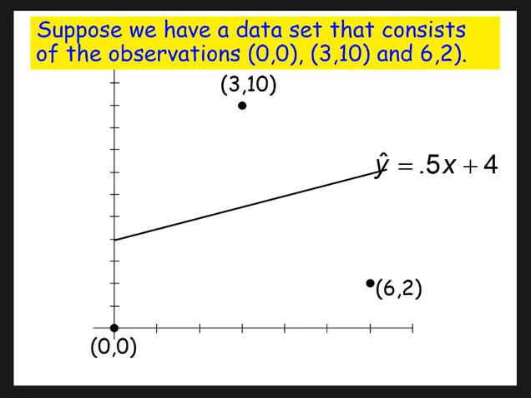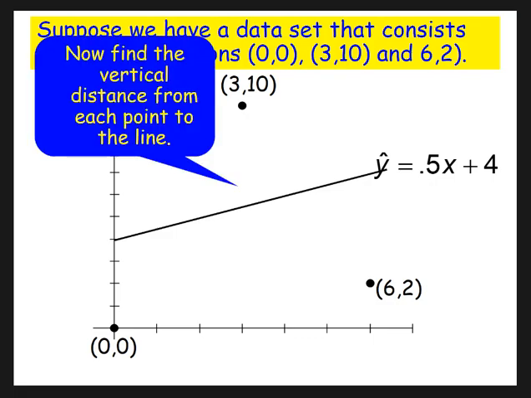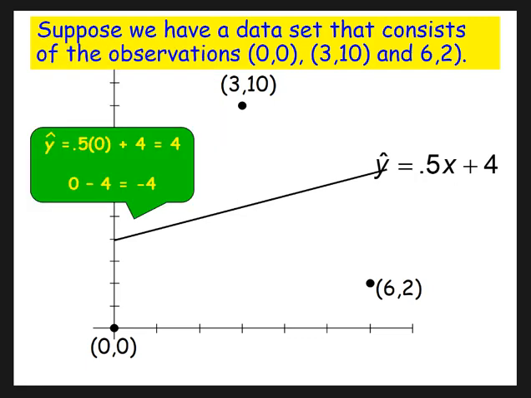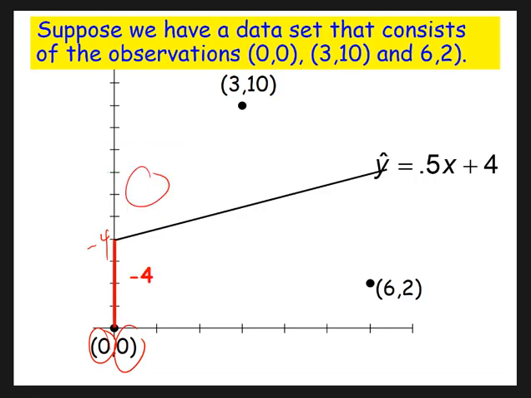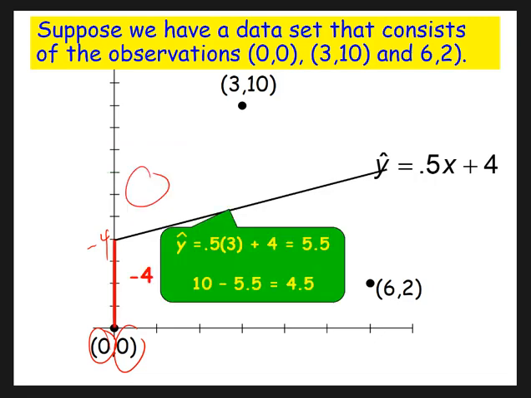That line there is not really close to any of the data points. It has an equation of y equals 0.5x plus 4. We can find the vertical distance to each point. So y hat is the predicted point for x equals 0. The predicted value here would be 4. The actual value is 0, so the difference between the value and the predicted value is -4.